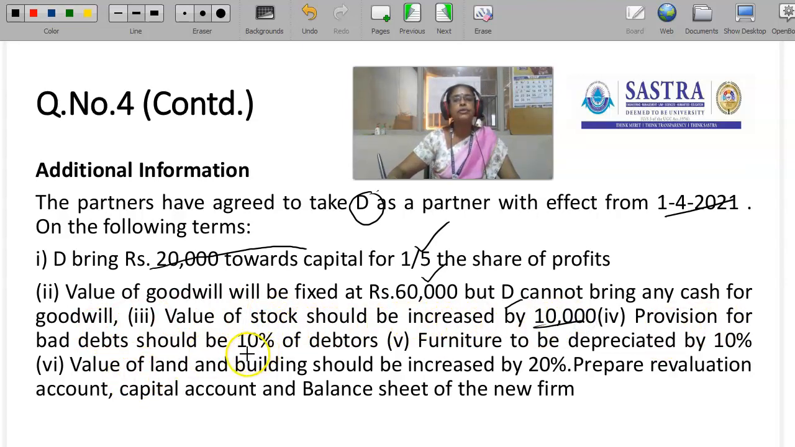Provision for bad debts should be 10% of debtors. Furniture to be depreciated by 10%. Value of land and building should be increased by 20%. Prepare revaluation account, capital account and balance sheet of the new firm. These are the information given for the preparation of the P&L adjustment account or revaluation account. Let's see how to prepare the revaluation account, capital account and balance sheet of the new firm.